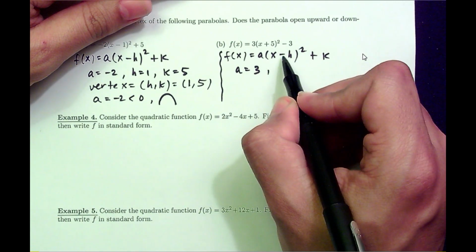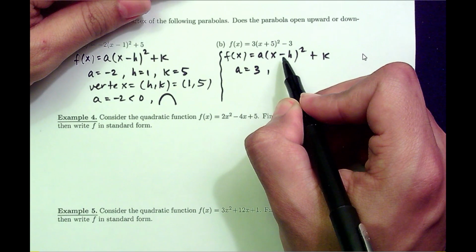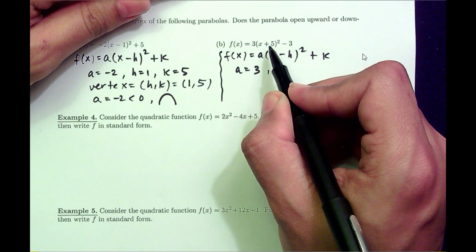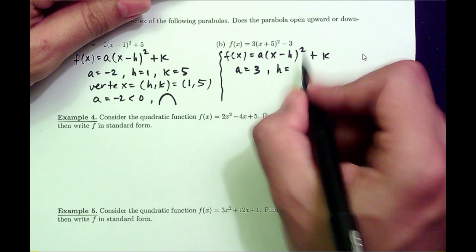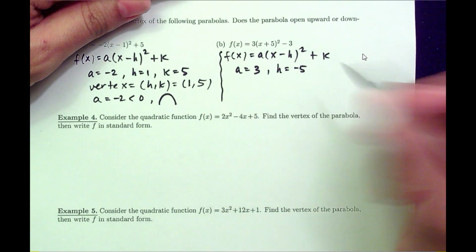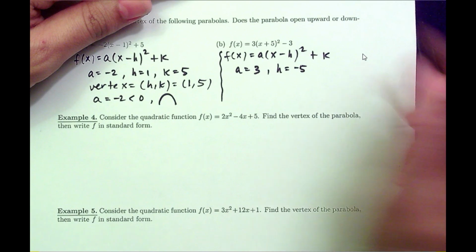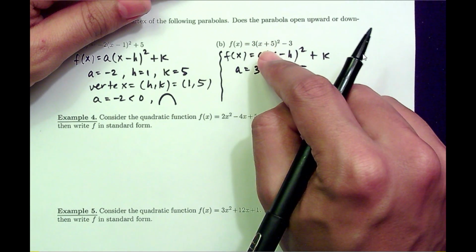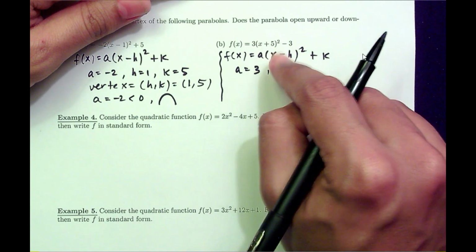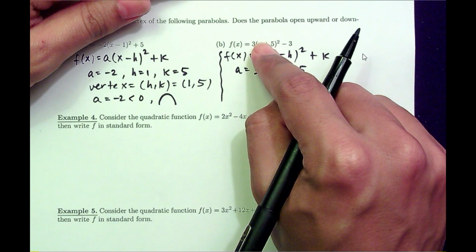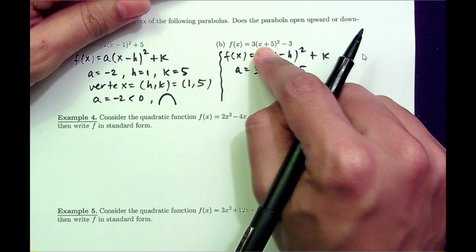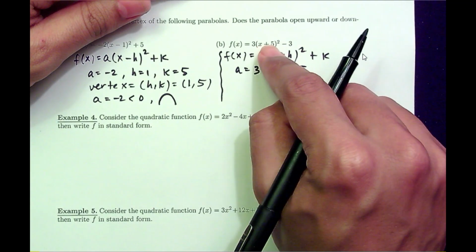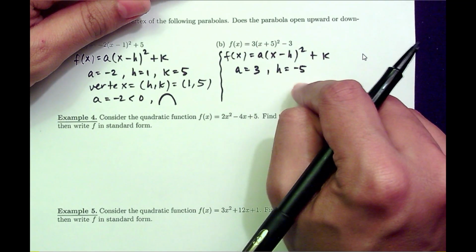Here you have a minus in the original formula, but you have a plus in here. So these are opposites, so that means the h is also opposite, so that means the h is going to be -5. Because you're supposed to have a minus in there, you don't. You have the opposite of that. You have a plus. So that means you have a +5. So that means the h is actually -5.